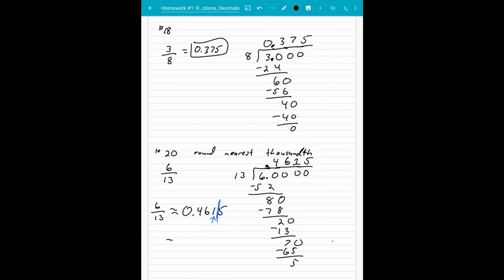So our answer would be 0.462. That would be our answer for rounding it to the nearest thousandths place. So you have to go one step further to the right in order to get the rounded answer.